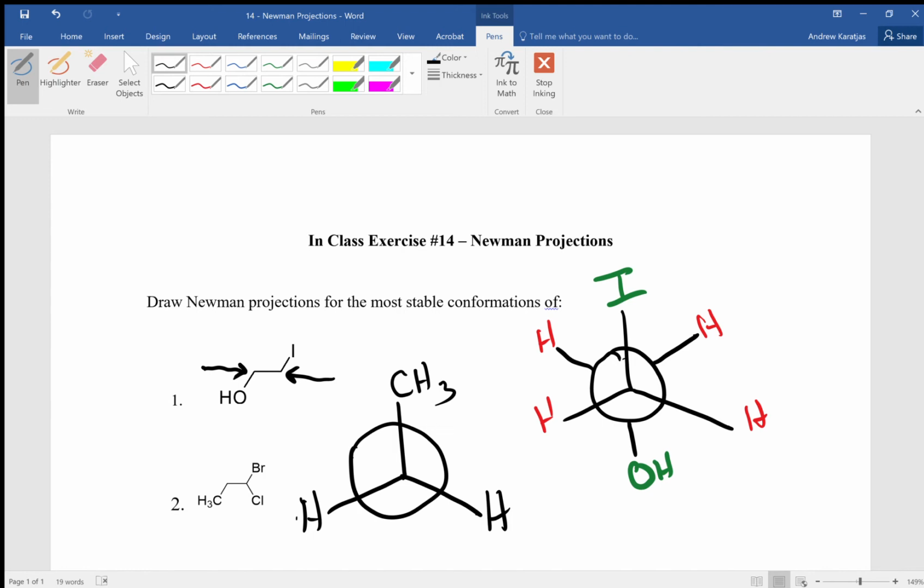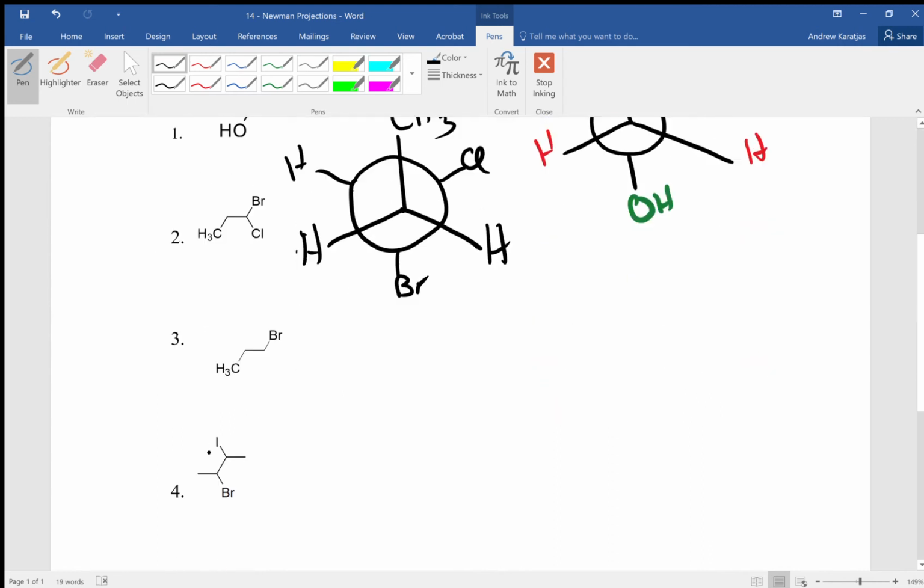Well, if you look at your periodic table, you know that the further we go down the periodic table, the larger the element is. Bromine is found below chlorine, so bromine is the larger element, and that's the one we're going to want to make sure is as far away from the methyl group as possible. Number 3 is actually simpler. It's the methyl and the bromine that need to be kept apart.